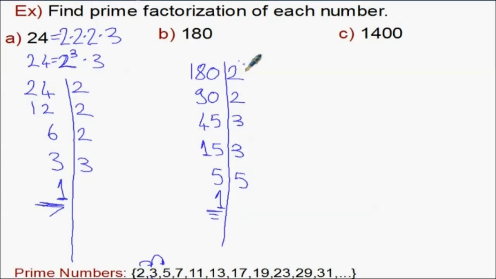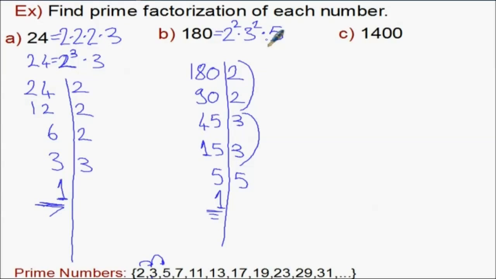So 2 power what do we need there? 2 power 2. 2 to the power of 2. And 3 power what do we need there? 3 to the power of 2 again, times 5 power 1. We don't need to write power 1 if you can remember.